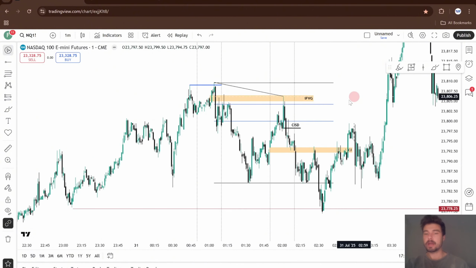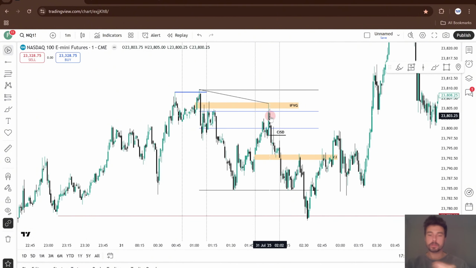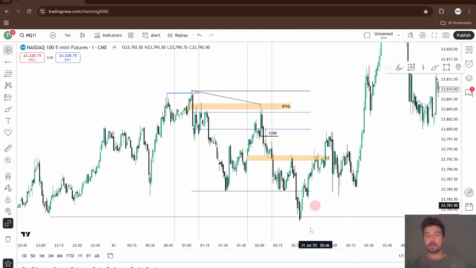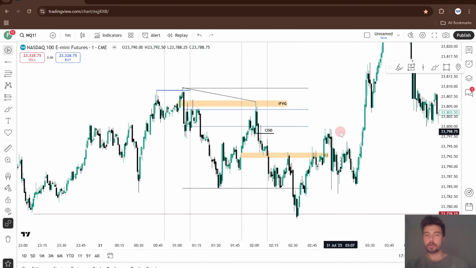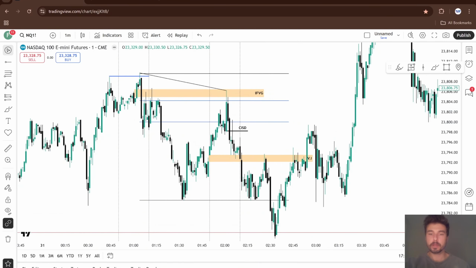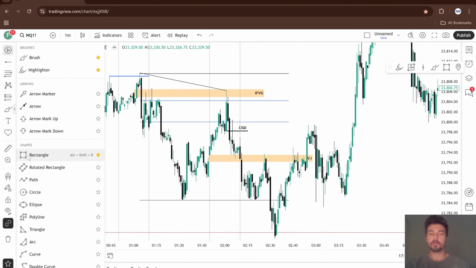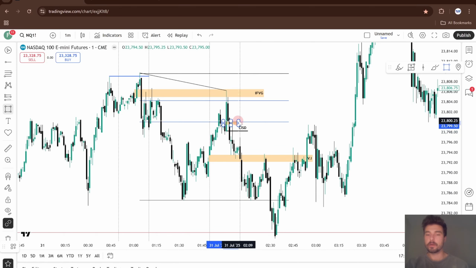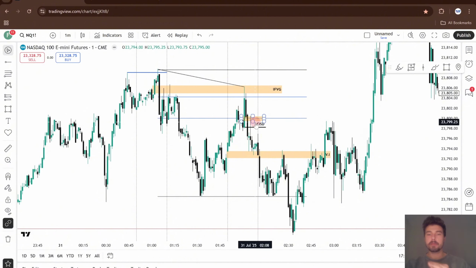We had an inverse fair value gap. We had price in the macro, also in the next macro, 150 to 210. Perfect, perfect, perfect. And then all I was looking for to take the short was a change in the state of delivery. And in this case, we get a really nice secondary inverse right here. That's it.